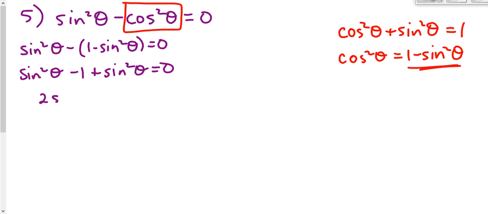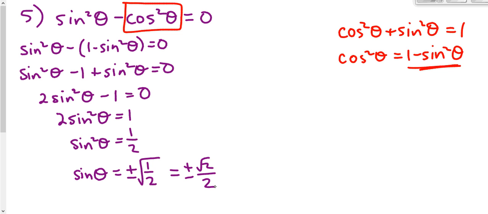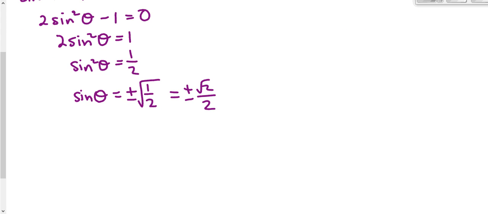Combine like terms, and we have 2 sine squared theta minus 1 equals 0. Add the 1 to both sides and divide by 2 and square root. And when we square root, don't forget the plus or minus, just like in problem number 4. And the square root of 1/2, once it's rationalized, is square root 2 over 2. So we have plus or minus square root 2 over 2. So theta will be the inverse sine of plus or minus square root 2 over 2. Hopefully we realize we know that one. We know that one. This is good.